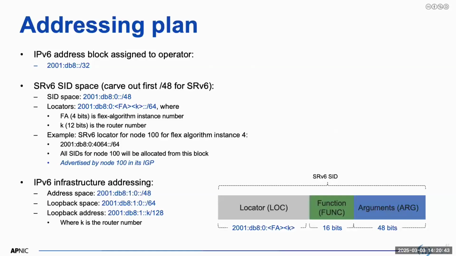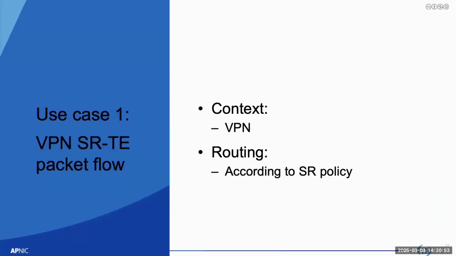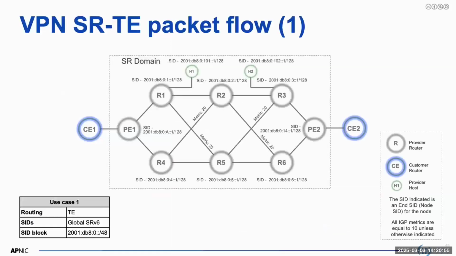Next we have the VPN use case. Again, we have a similar addressing plan, which we saw earlier, and a similar topology just for ease of understanding. In this case, we want to deliver the VPN traffic using traffic engineering, over a certain path instead of the best path. Our VPN customer is C1 and CE2. So let's see how we go through it.